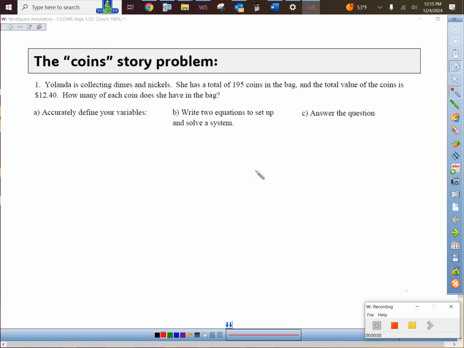We're going to call this lesson 5.5 part 1 because I'm splitting it in half. So we're just going to do the story problems today and save the rest for another day. Two more story problems, coin story problems.